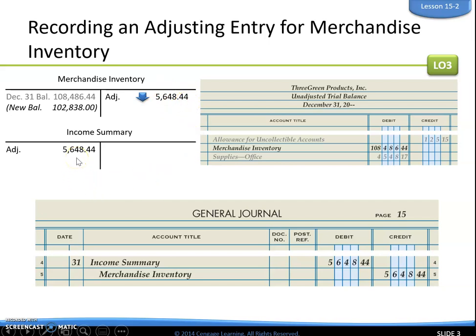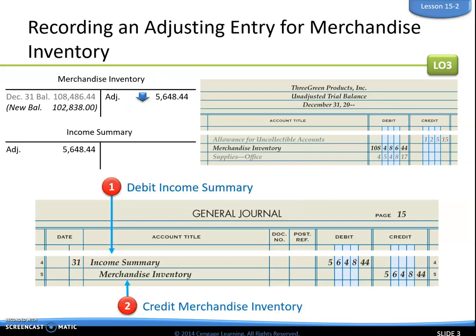Income summary is the account that we're going to use to kind of, what I think of it is we're going to throw amounts in there and then we'll deal with those amounts later on. Okay, so when we look down here, we're debiting our income summary, we're crediting our merchandise inventory.